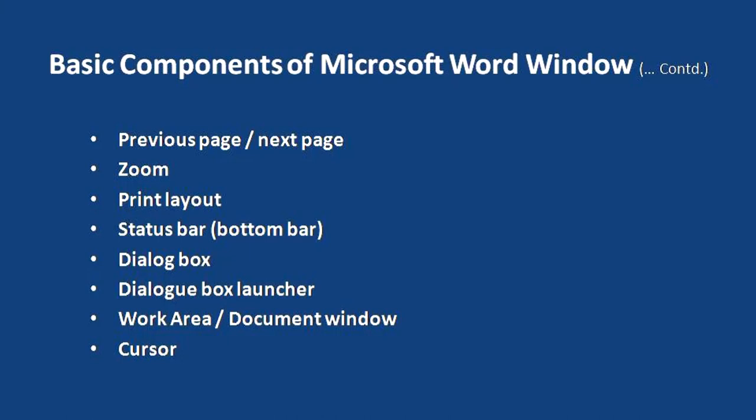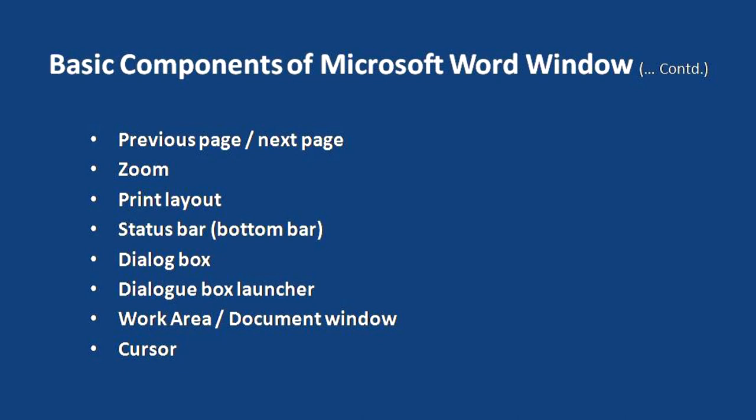You can take a print out of it, and there is a status bar also, and in fact that status bar is at the bottom, and in the status bar also you will notice certain features, that is which page you are using and how many words are there in that particular document. There are other features which we will be using, like dialog box will be there, and for that we have to use the dialog box launcher.